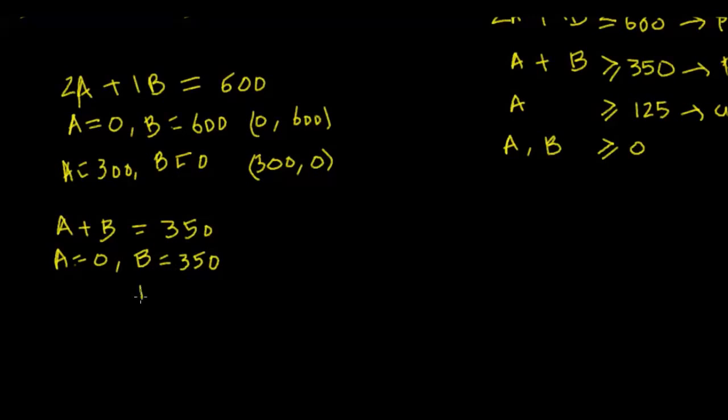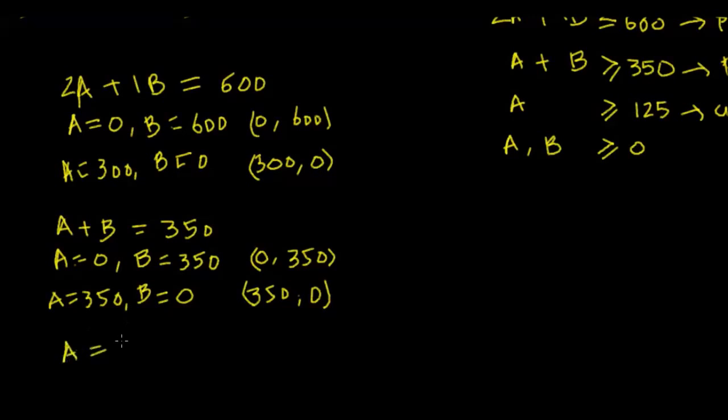Now insert B is equal to 0 here and get A is equal to 350. So my 2 points for this constraint are 0, 350 and 350, 0. And finally we have the third constraint. If I take the equation part, it is going to be A is equal to 125. Not much here because I don't have a B component, so it's a straightforward A is equal to 125.